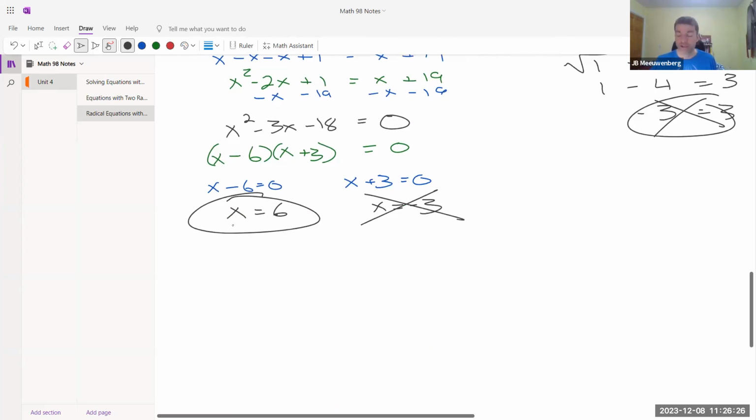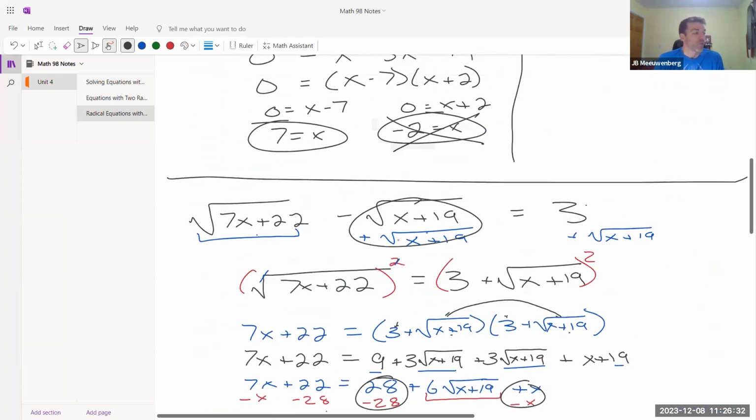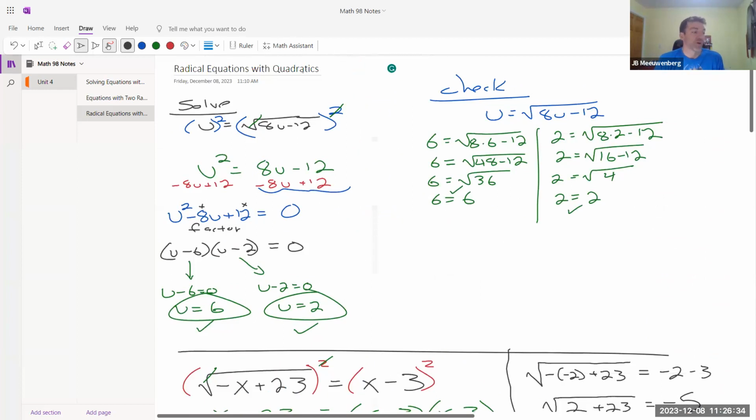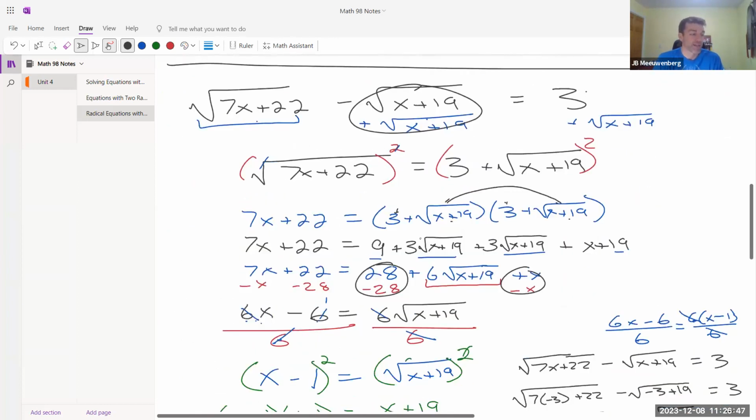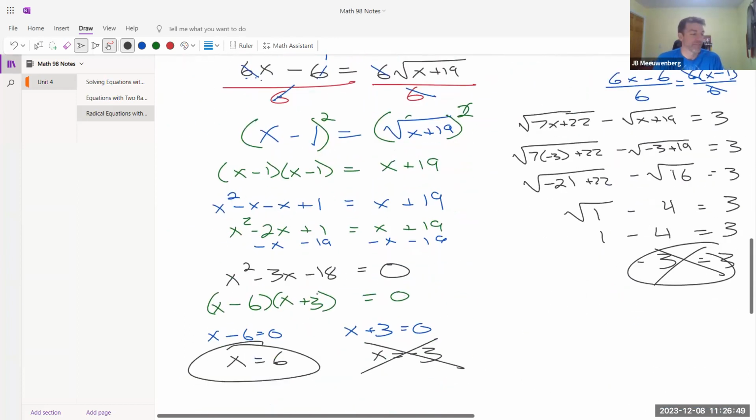But as you should go back and do, check that 6 is a solution. So just to recap, we are working with radical equations with quadratics. Sometimes they're fairly simple. You square both sides, you end up with a quadratic. You have to set it equal to 0 and factor. Other times it takes a little bit more work. You have to square both sides and then square both sides again. And if you end up with a quadratic, remember you do have to factor that, solve, check.